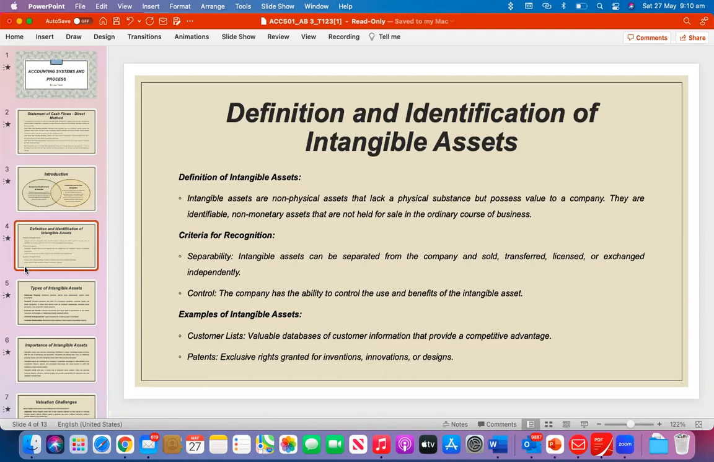Criteria for recognition. Separability: intangible assets can be separated from the company and sold, transferred, licensed, or exchanged independently. Control: the company has the ability to control the use and benefits of intangible assets. Examples of intangible assets are customer lists, a valuable database of customer information that provides a competitive advantage, and patents, exclusive rights granted for inventions, innovations, or designs.